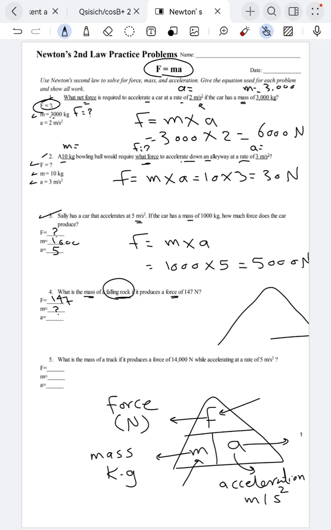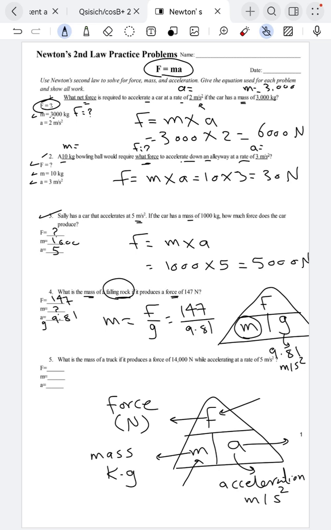So I can put this triangle, here also F, here is M, but now I can use the acceleration due to gravity, which is g, and g has a constant value which is equal to 9.81 meter per second squared. So here's the acceleration. It's called acceleration due to gravity, which is equal to 9.81, and he's asking about the mass. So I can say M is equal to F over g. So I can divide the force, which is 147, over 9.81, and I can use the calculator to solve for mass.